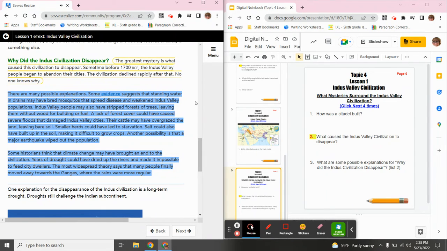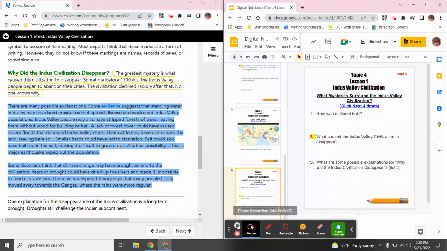Another possibility is that a major earthquake wiped out the population. Some historians think that climate change may have brought an end to the civilization. Years of drought could have dried up the rivers and made it impossible to feed city dwellers. The most widespread theory says that many people finally moved away towards the Ganges, where the rains were more regular.